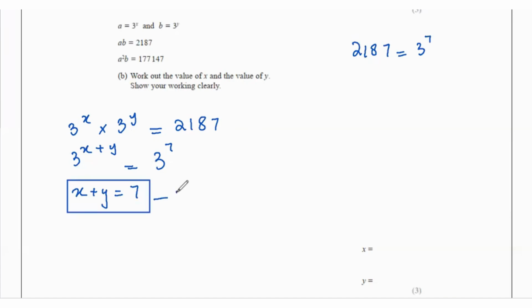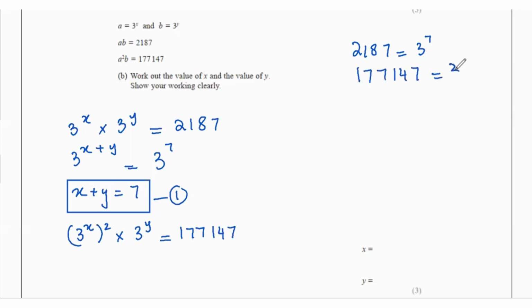Now we will create another equation using a squared b equals 177,147. So a squared is going to be 3 to the power of x whole squared, times b, which is 3 to the power of y, equals 177,147. So 177,147 can be rewritten with the base of 3.